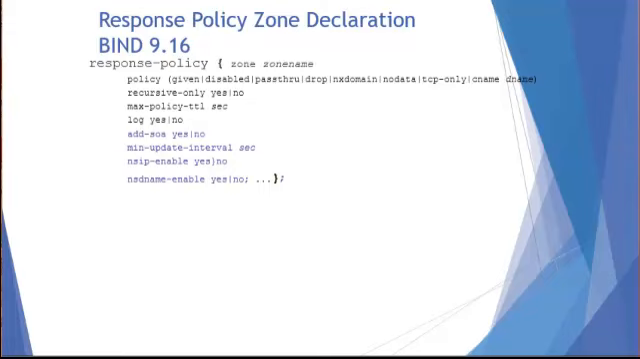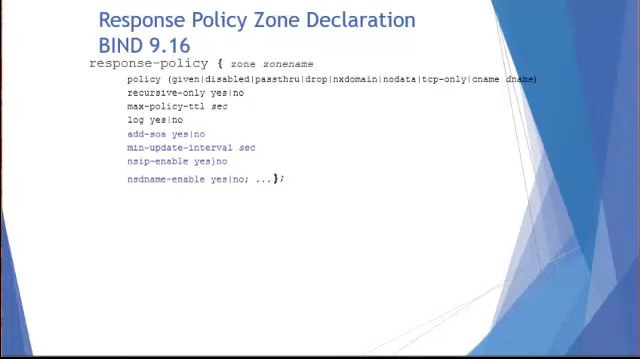You can also define whether to apply the policies to recursive-only queries, so the recursion desired bit set. That's typically the case, but if you have a server serving up authoritative data as well, maybe with some private address space that you don't want to resolve on the internet, you could set that to no and have it apply on authoritative or non-recursive queries as well. Max policy TTL, so the duration of the existence of the policy, you can set the max there for the zone, whether to log or not, yes or no. And then we recommend you set that to yes.